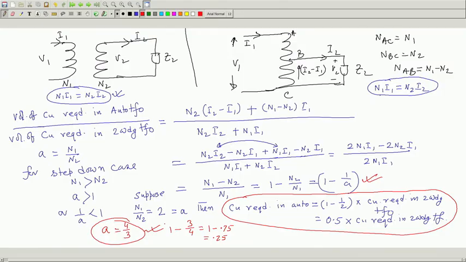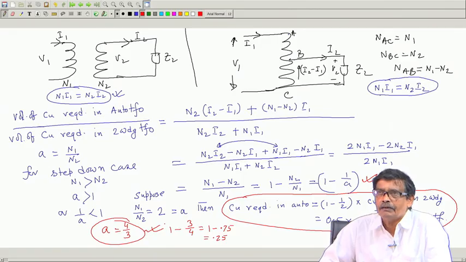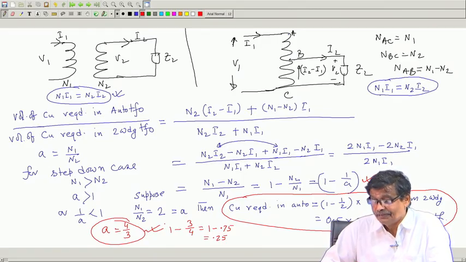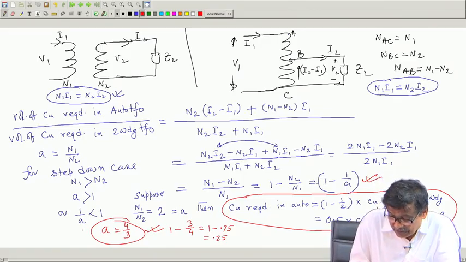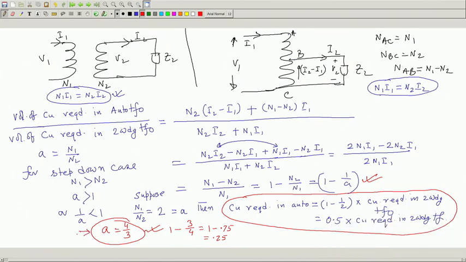So, we understand now that in an auto transformer, savings of copper will always take place. Whether it is more or less, that depends on the ratio. If A approaches 1, savings of copper will be more and more, lesser and lesser copper will be required.